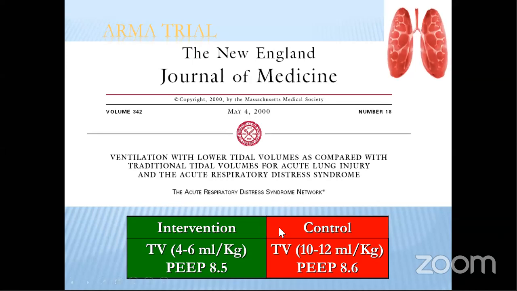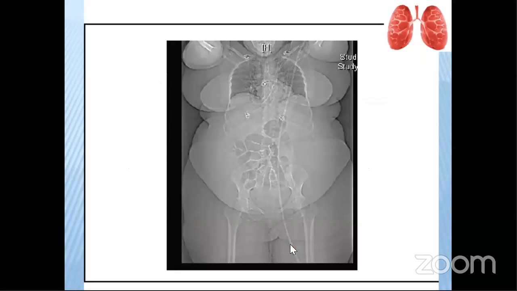So they applied low tidal volume, 4 to 6 ml per kg, in comparison to tidal volume of 10 to 12 ml per kg. They calculated the body weight of the patient according to ideal body weight. So this is an X-ray of one patient, maybe her body mass index is 50 or 60 and above, or her weight is 250. If we calculate the tidal volume according to her actual body weight, we will give her 3 or 4 liters of tidal volume.